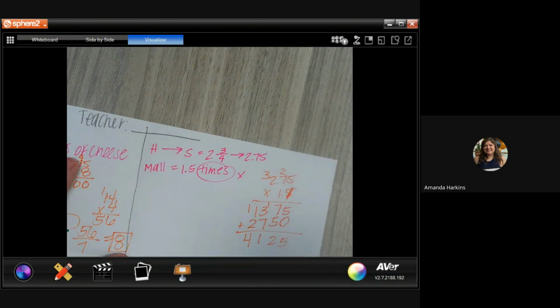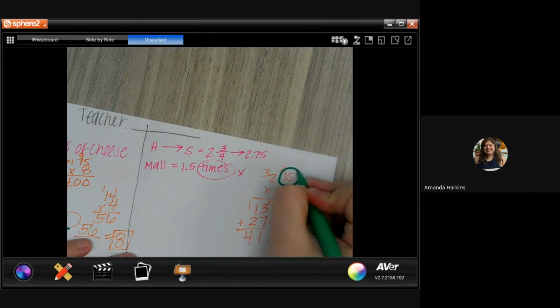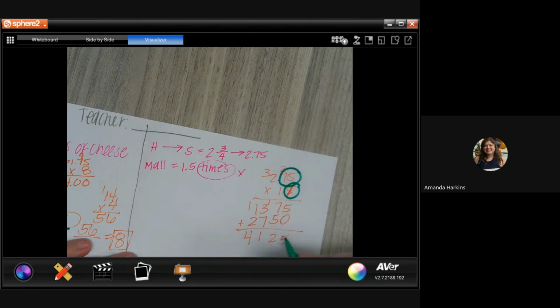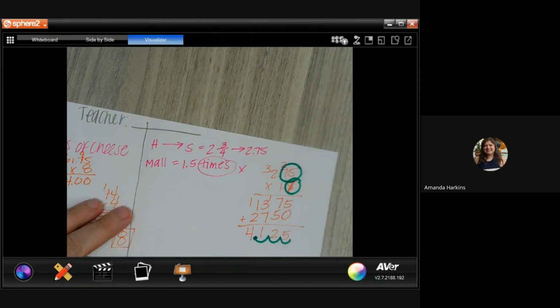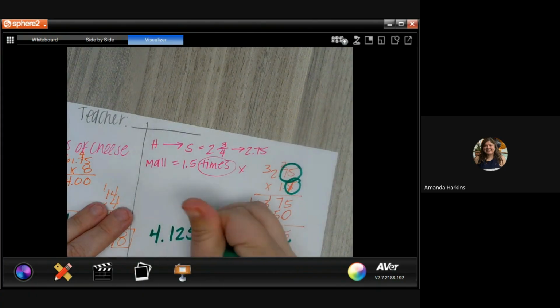Now, if I look, I have 2 numbers behind my decimal here. I have 1 number behind my decimal here. So I'm going to move it 1, 2, 3 times. So my answer is 4.125, or that's 4 1/8.